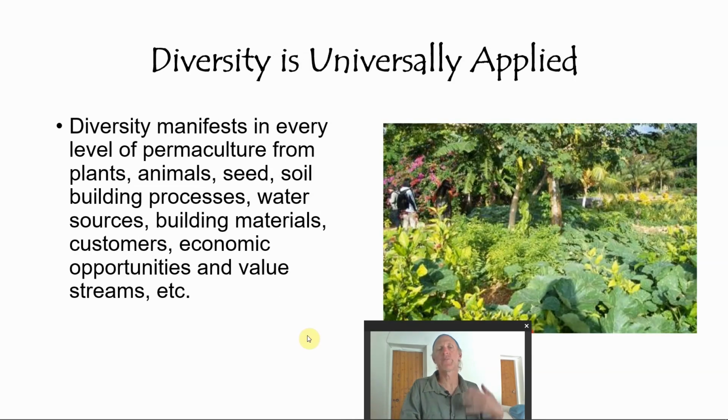And so this principle of diversity is universally applied. Diversity manifests in every level of permaculture, from diversity of plants, diversity of animals, seed, diversity of soil building processes, diversity of water sources, diversity of building materials, diversity of customers, diversity of economic opportunities built on the diversity of value streams emerging from the system. Okay, and that is the picture of diversity.